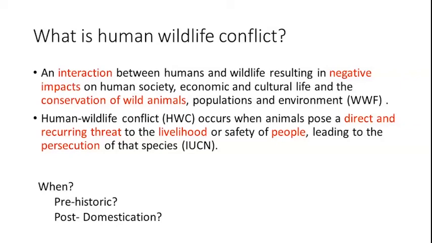The third operative word is that it in turn leads to persecution of the species, which means that interaction on the one hand is damaging to the lives or the livelihood of the people themselves, and on the other hand, it leads to persecution of that species, or it is a threat to that species as well, right? So the crux of the definition is that it's a negative interaction which affects both parties negatively, right?